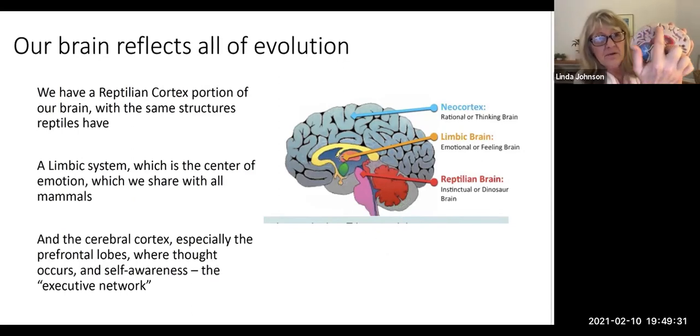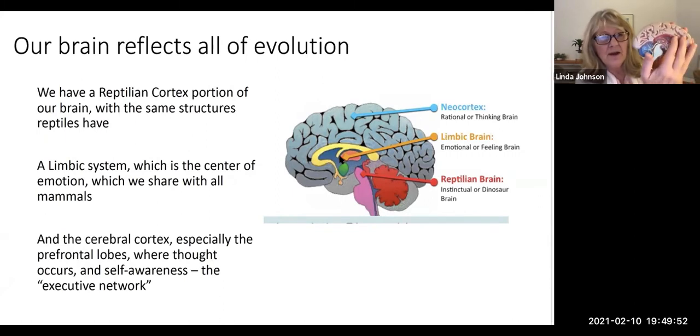And then it's covered with the cerebral cortex. Cortex means outer layer. Cerebral means thought. So we have an outer layer dedicated to thought. And the prefrontal lobes, right behind our forehead here, your eyes are here, the prefrontal lobes are the most highly developed part of the cerebral cortex.